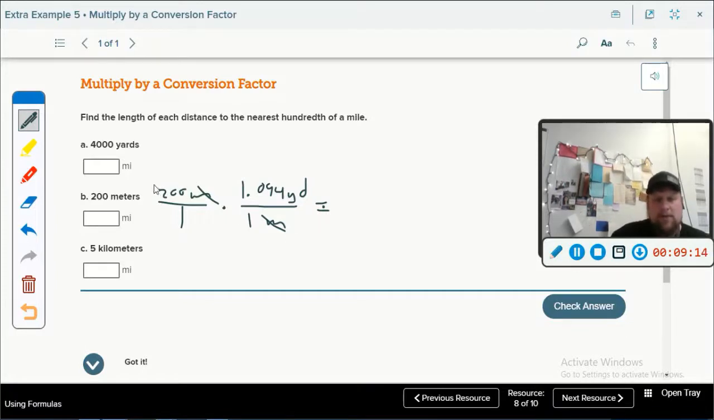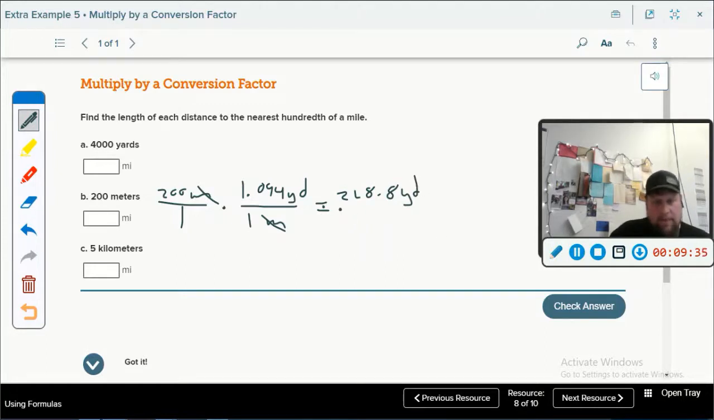So what does this equal? 200 times 1.094. 200 times 1, and then 0.094. I get 218.8. 218.8 yards.